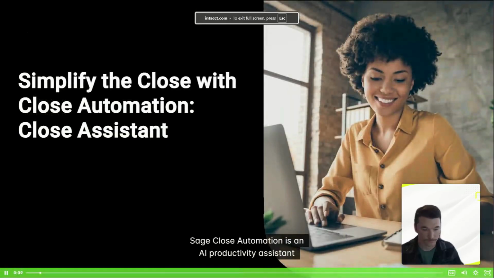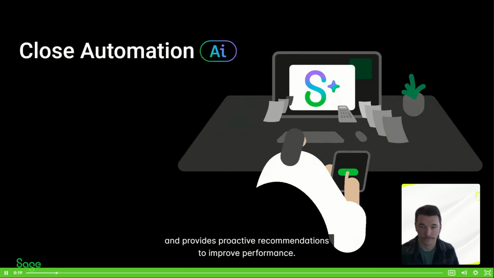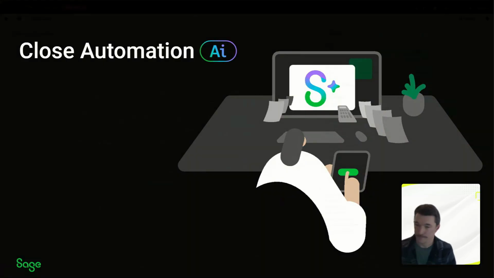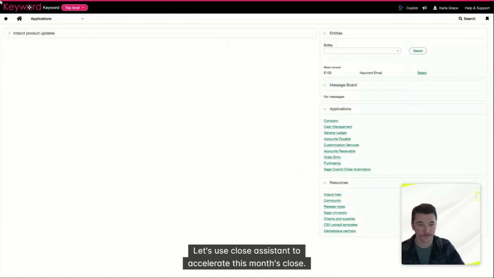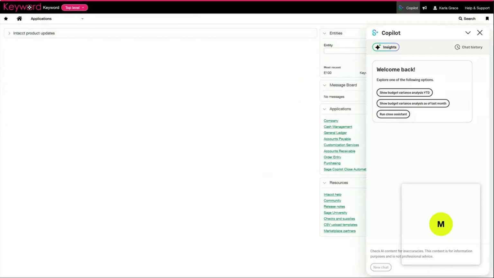Sage Close Automation is an AI productivity assistant that transforms how you work. It automates complex tasks, offers targeted business insights, and provides proactive recommendations to improve performance. Close Assistant within Close Automation helps you manage and accelerate period closing tasks. Let's use Close Assistant to accelerate this month's close.